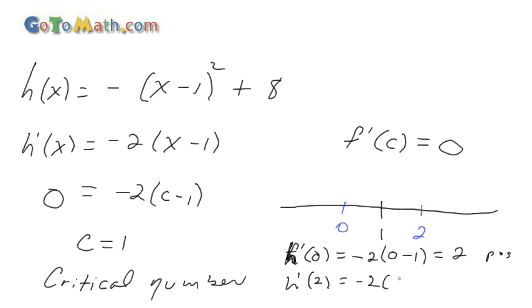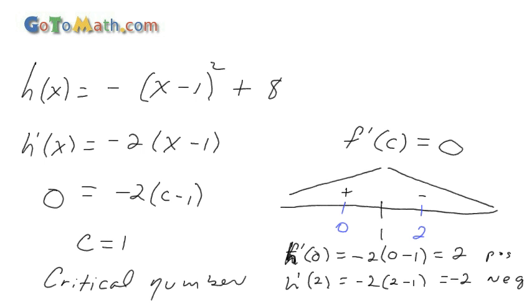So we got negative 2 times 2 minus 1, and of course that'll be 1, and 1 times negative 2 is negative 2, so that's going to be a negative, right? So at 0 right here we have a positive, and I put a little plus sign right here, meaning the graph is increasing from negative infinity up to 1, but not including 1, and then we have a negative here, and it is decreasing from 1 to infinity.